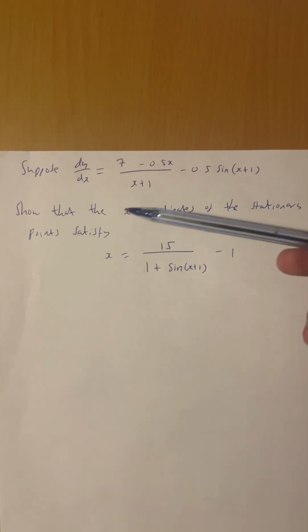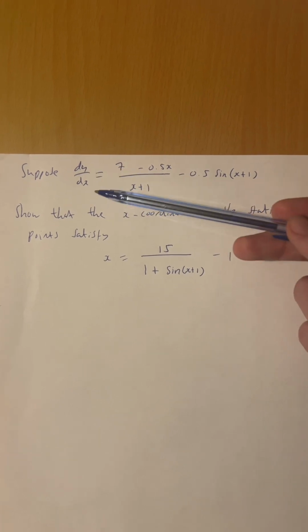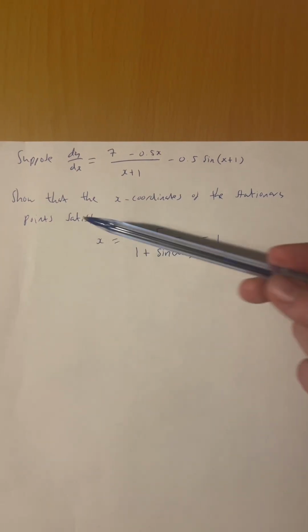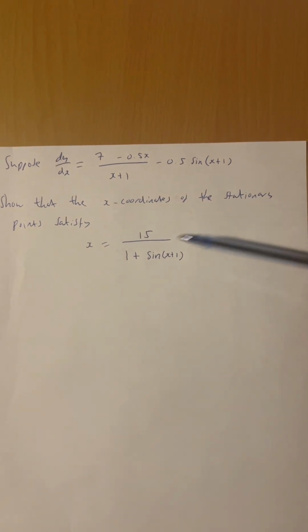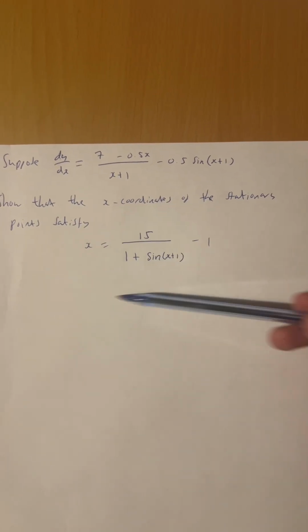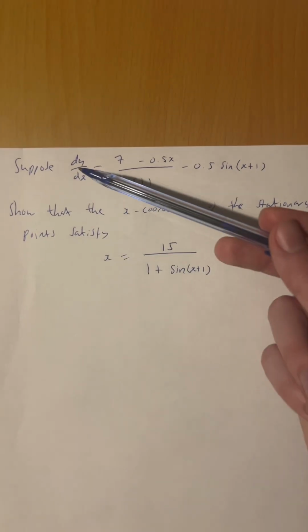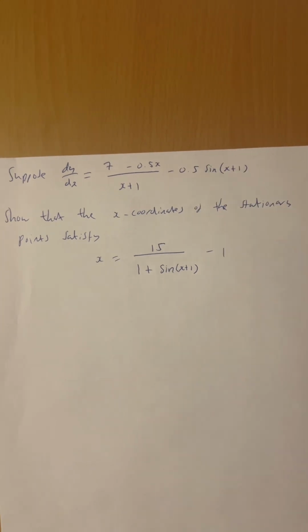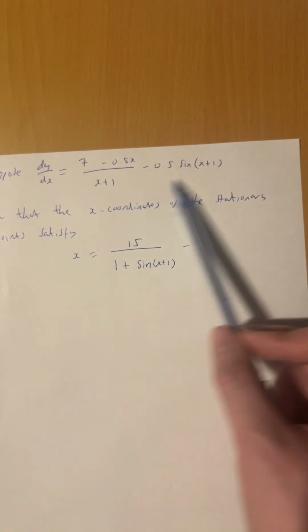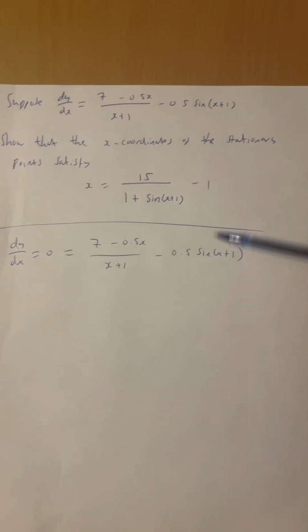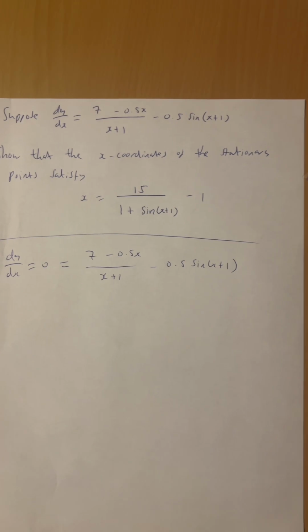So with this question, we have a curve and we have that dy by dx is equal to all of this here. So the question is to show that the x-coordinates of the stationary points satisfy this result here. Now we know that stationary points can be found when dy by dx equals 0. So firstly, the obvious step is just to make this equal to 0.